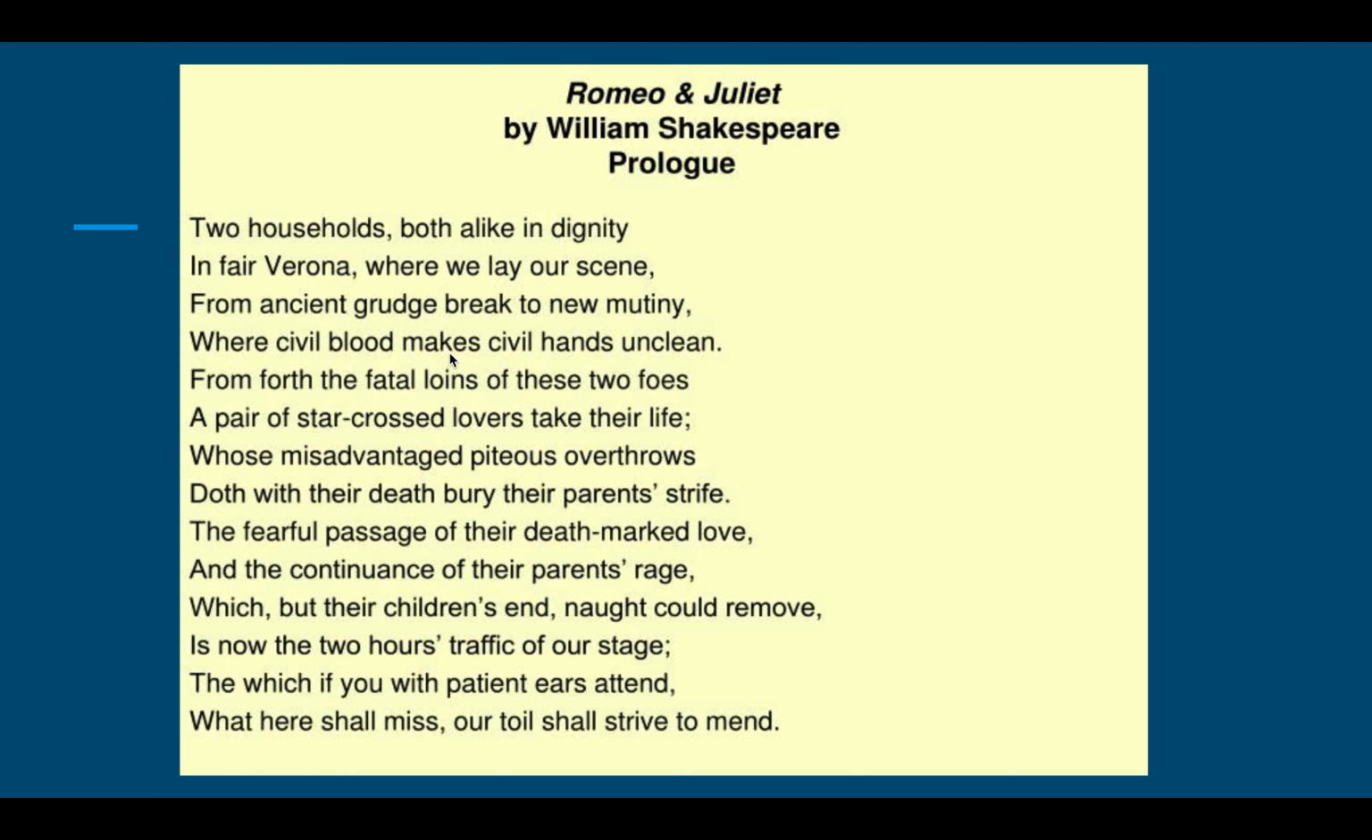We've got a play on words here. So civil blood, civil in the sense of nice, but also citizens. So we've got citizens who are normally very nice, but things go wrong. So civil blood makes civil hands unclean. Next, in this next quatrain, we've got a bit on what happens in the play.